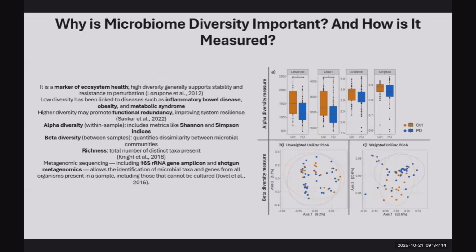Why is microbiome diversity important and how is it measured? It's a marker of ecosystem health. Diversity is the sign of health. Even in our gut, the higher the number of species that we have, the healthier the gut is.